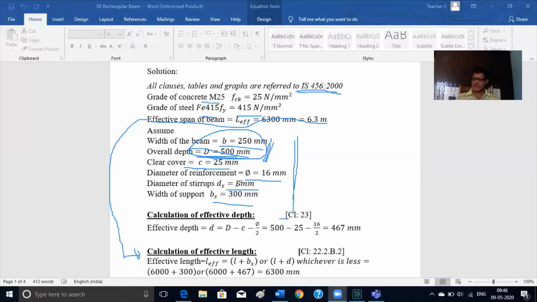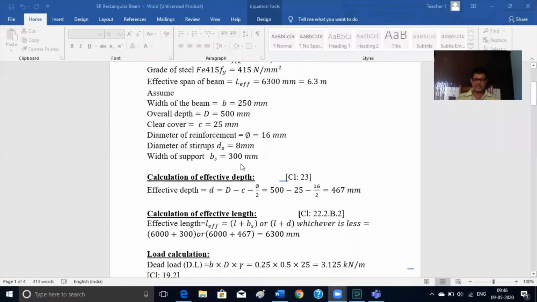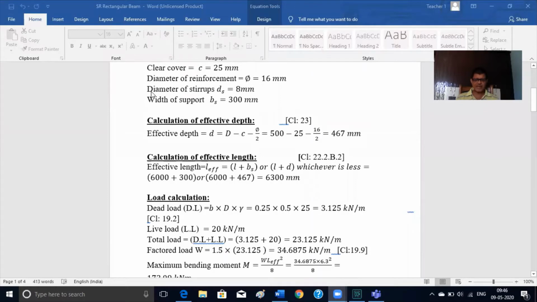Then the diameter of the stirrups, as you've seen already, is 8 mm, Fe 415 bar specification, and the width of support may be 300 or 250 millimeter, depending on your need on the site. Now, first we'll see how to calculate effective depth. Now we go to the procedures, the step-by-step procedure of the design. The first step: first you list the data that is given, then the data you assume, then go for calculation of effective depth.